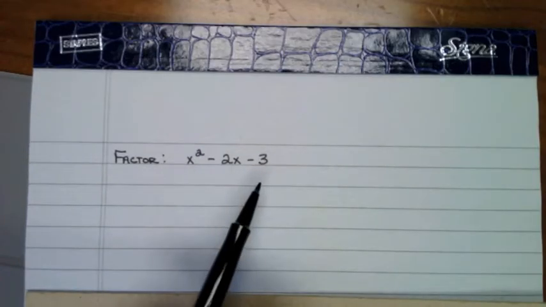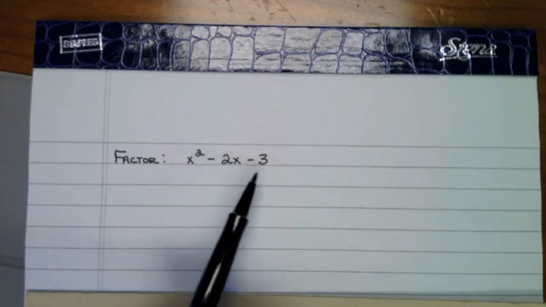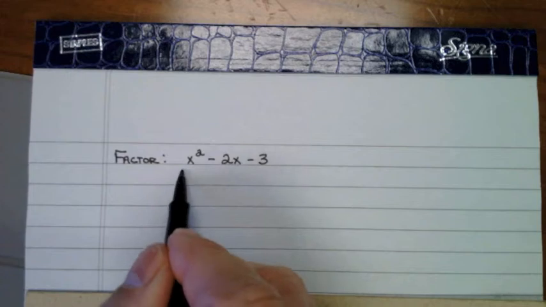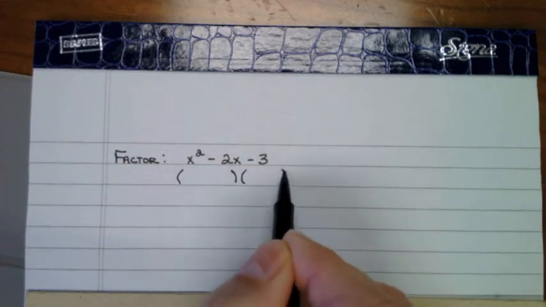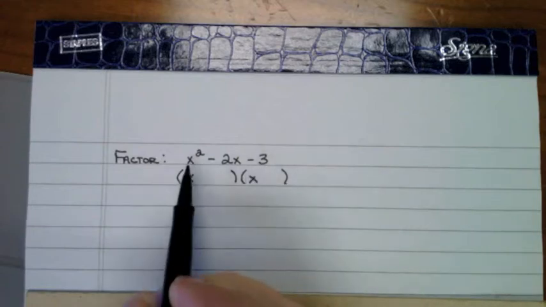Let's factor this trinomial. Remember, the first thing I look for is the greatest common factor. Does this have a greatest common factor? No. I make two sets of parentheses. The very first thing I put in the parentheses is an x and an x because that's the variable I'm using.